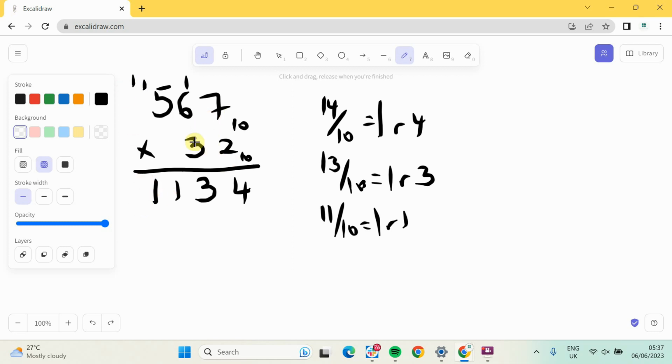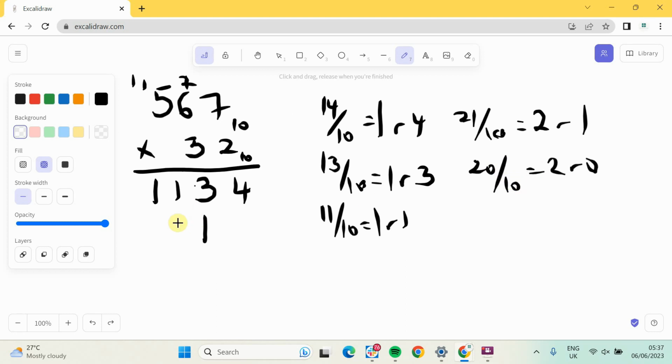Same thing too. 3 times 7 is 21. 21 is greater than 10. So that will be 21 divided by 10, which is equal to 2 remainder 1. So I'm going to write 1 under the second part and carry over 2. 3 times 6 is 18. 18 plus 2 is 20. So 20 divided by 10 is 2 remainder 0. So I'll drop the remainder and carry over the 2.